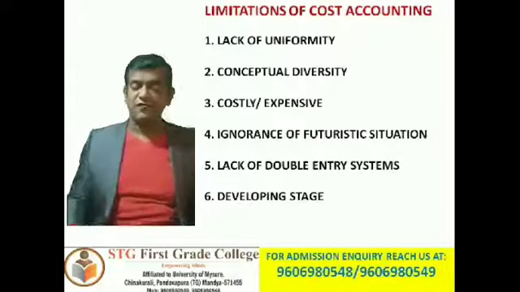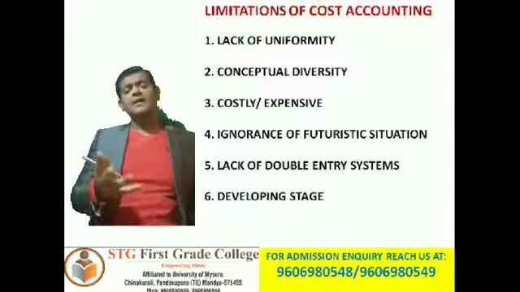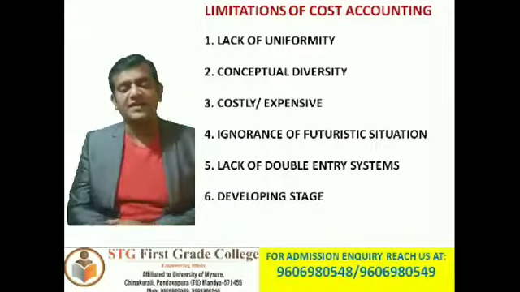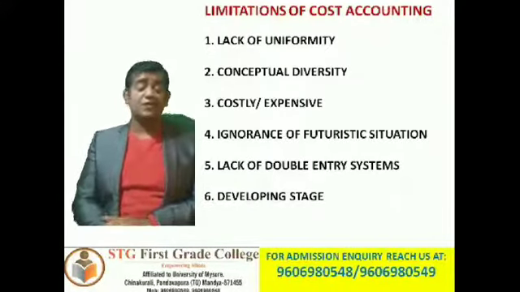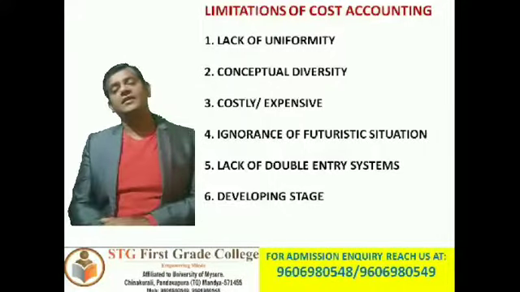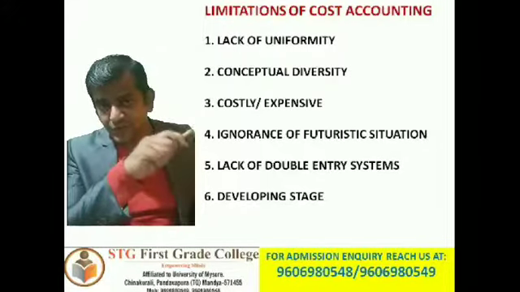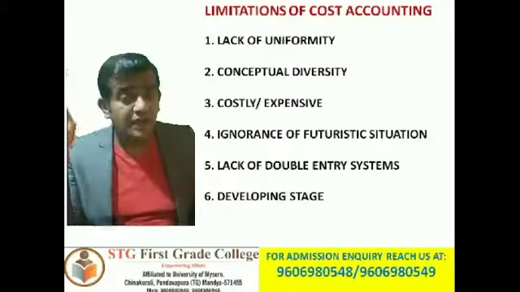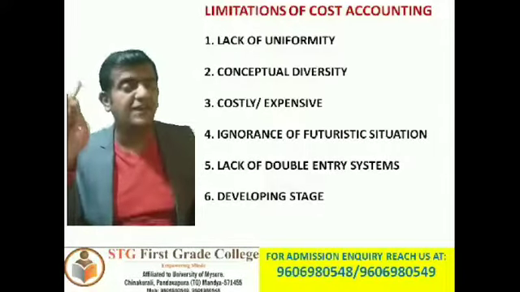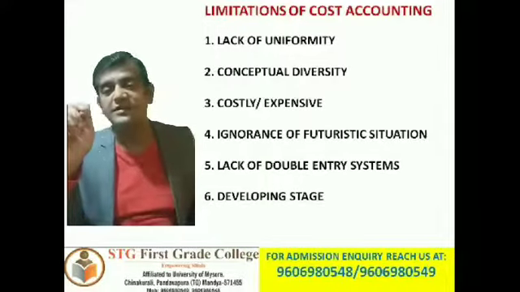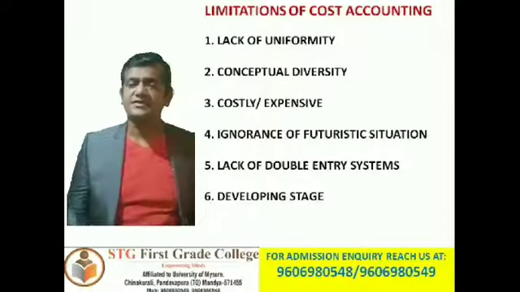So next is point 5, lack of double entry system. See, under cost accounting, a double entry system is not at all adopted. So that does not enable us to check the arithmetic accuracy of the transactions and locate the errors. But in financial accounting, yes, of course, we deal with each and every transaction with the double entry system, where we can easily locate the errors and easily rectify them. That is not possible in cost accounting, just because they don't follow the double entry system of bookkeeping.